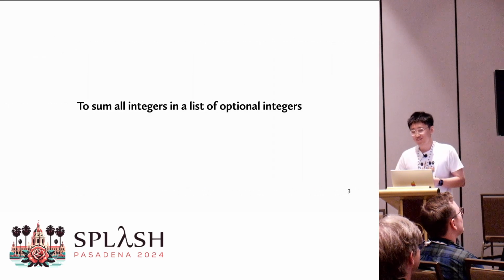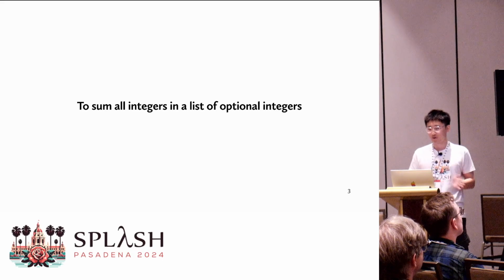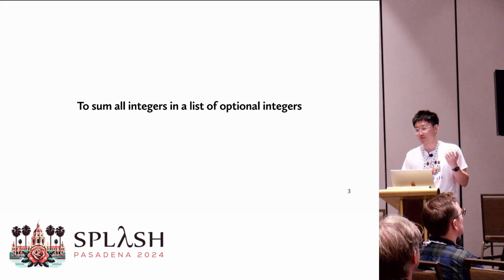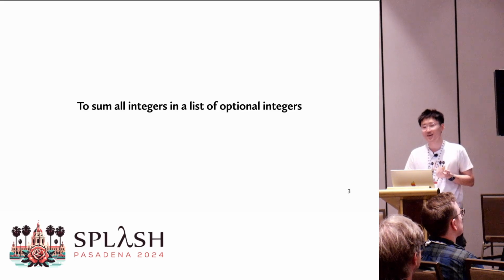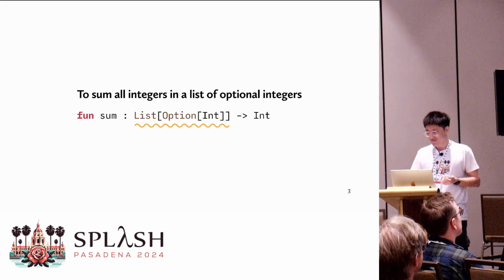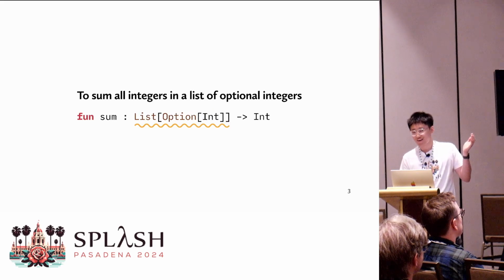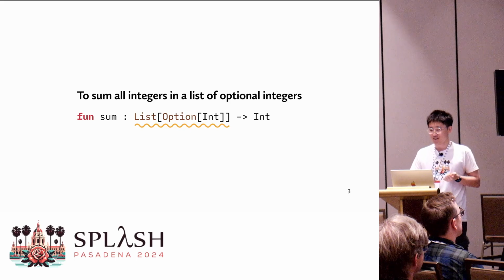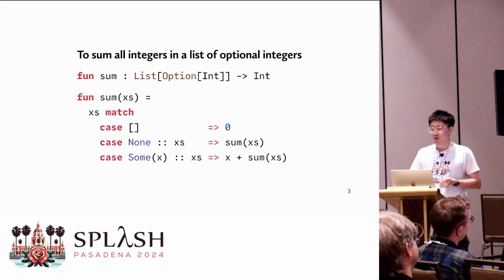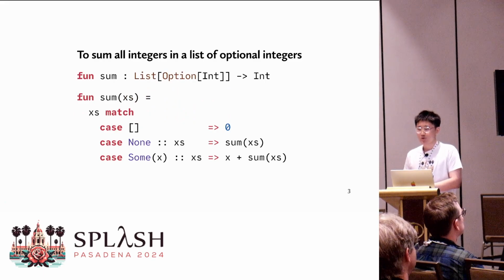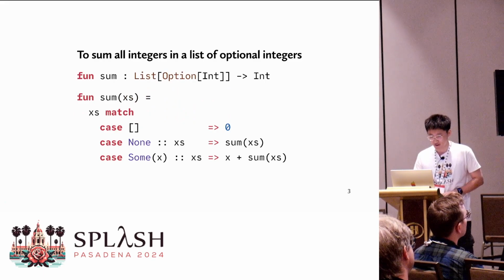So, what does the syntax for pattern matching usually look like? Let's consider the task of summing up integers from a list of optional integers. We might implement the function sum with the following signature, which takes a list of options of integers and returns an integer. We can make use of pattern matching to implement this function recursively.